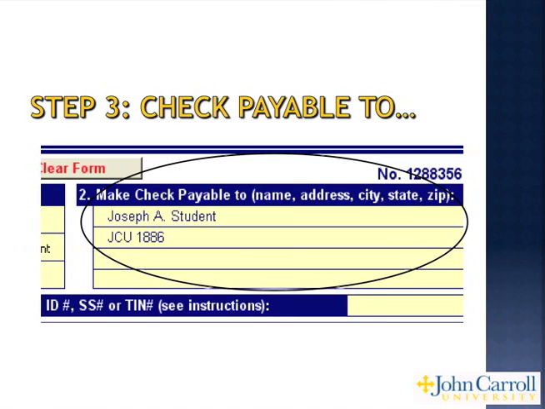Step 3. Check Payable To. Item 2 on the form asks the name and address of the individual or company to which the check should be made. Please be sure to include the complete address, including city, state, and zip code. If a student residing on campus is receiving the check, his or her on-campus mailbox can suffice as the address.